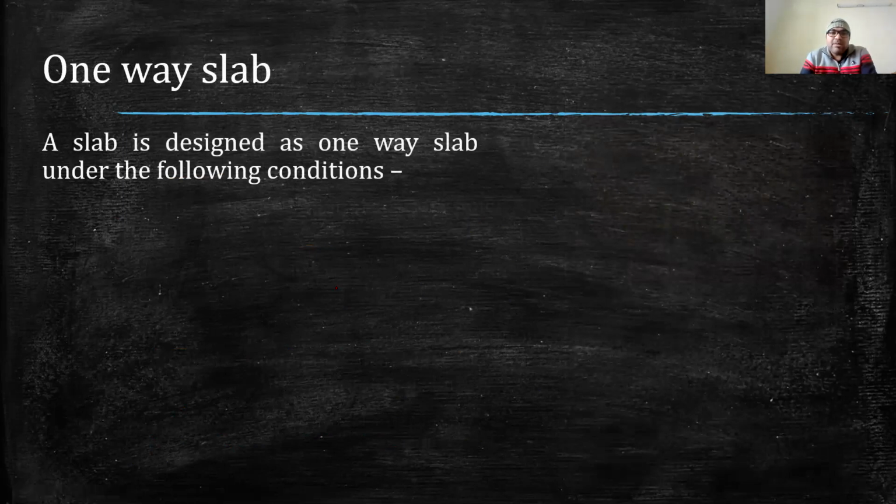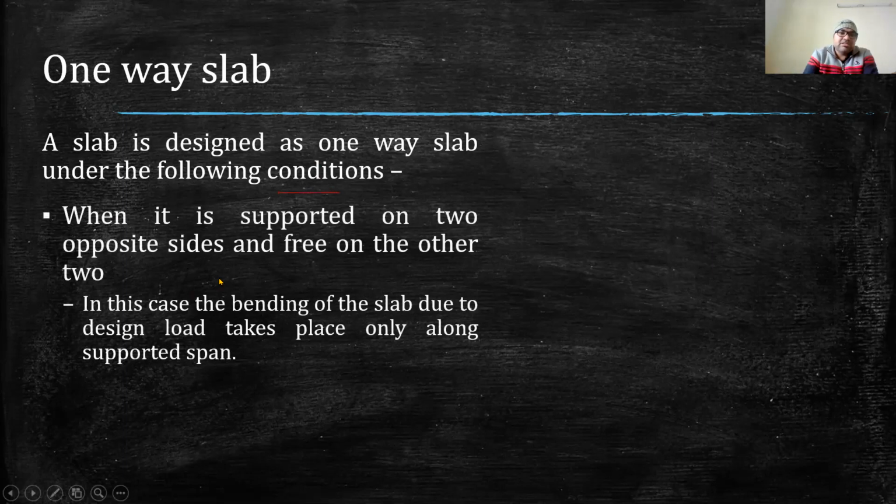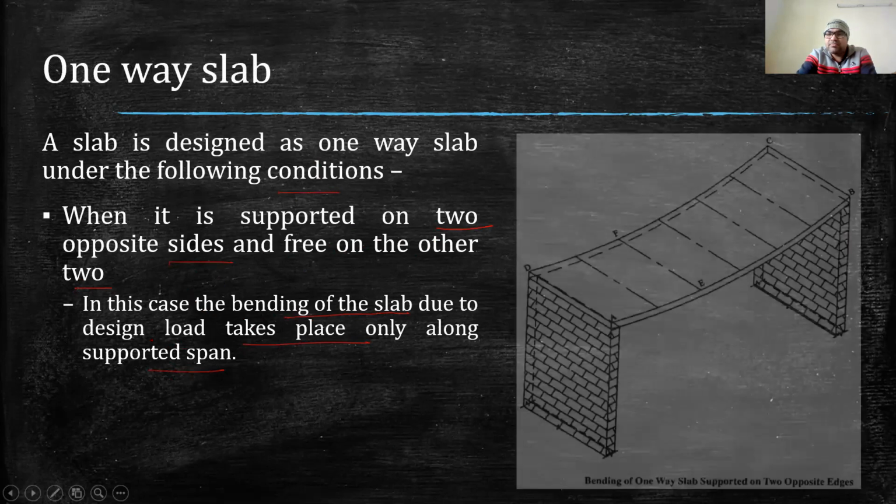Generally, a slab is designed as a one-way slab under some conditions. So we will see what those conditions are. The first condition is when it is supported on two opposite sides and free on the other two. In that case, bending of the slab due to design load will take place only along the supported span. We can see that using the figure.